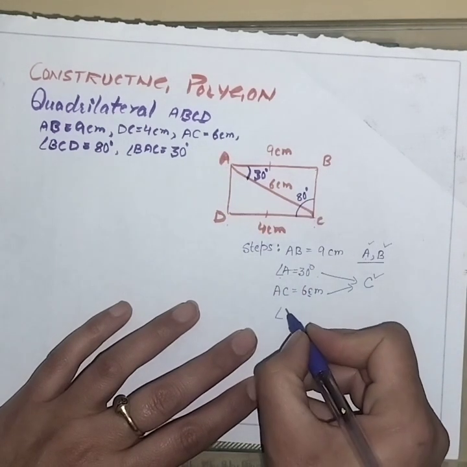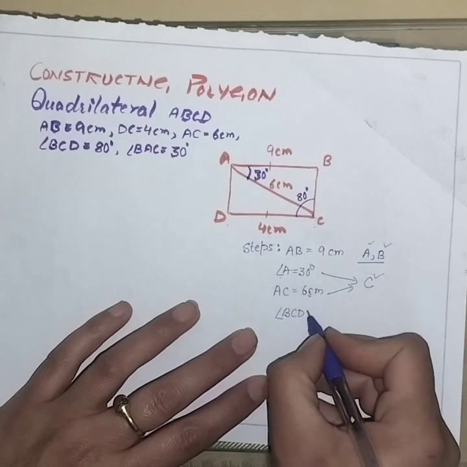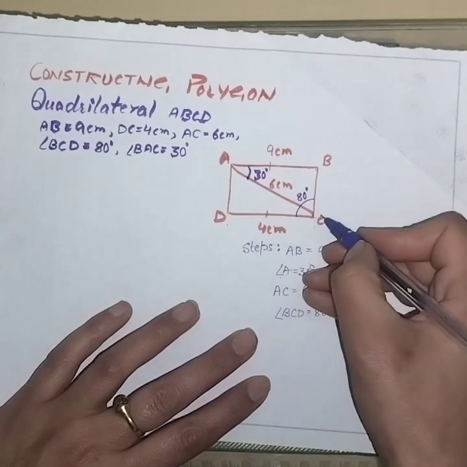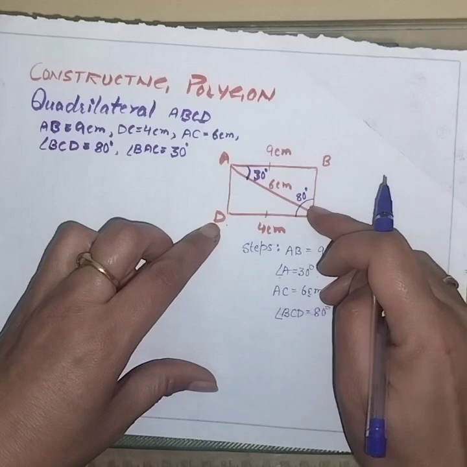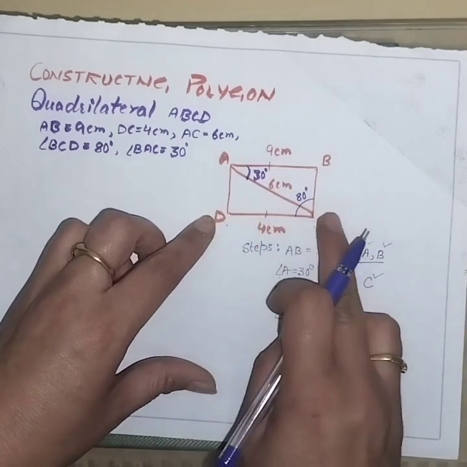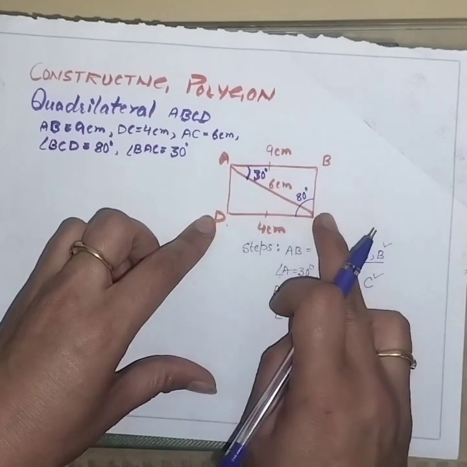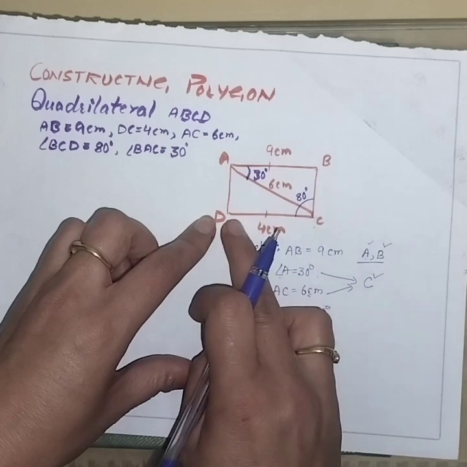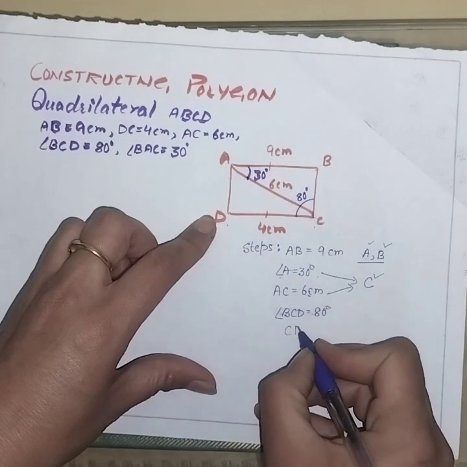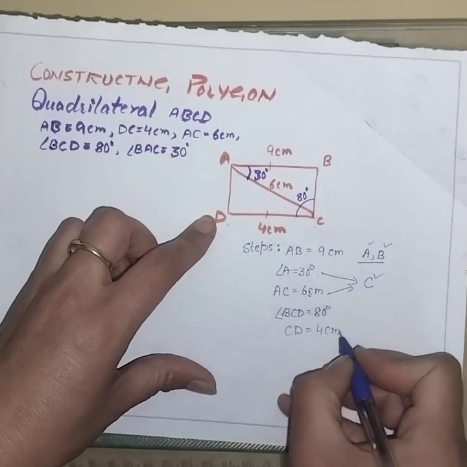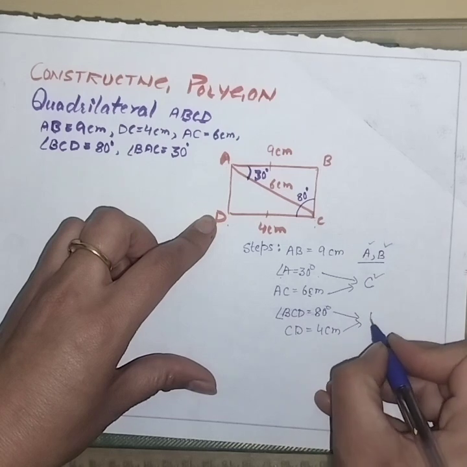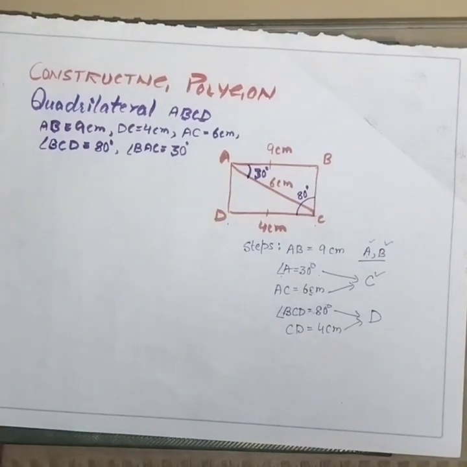So when we draw angle BCD equals to 80 degree, we'll get a direction towards D. BCD direction, and CD equals to 4 centimeter. In that direction, if we go 4 centimeter, we'll get D. So these both measures will confirm where D is.